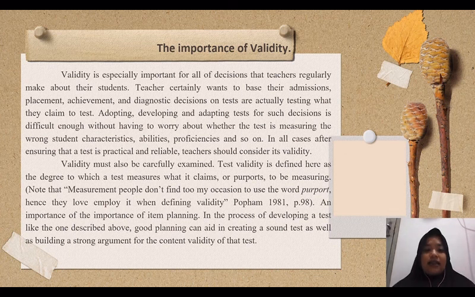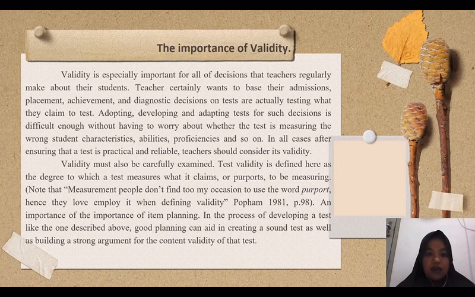In all cases, after ensuring that a test is practical and reliable, teachers should consider its validity. Validity must also be carefully examined. Test validity is defined here as the degree to which a test measures what it claims or purports to be measuring.